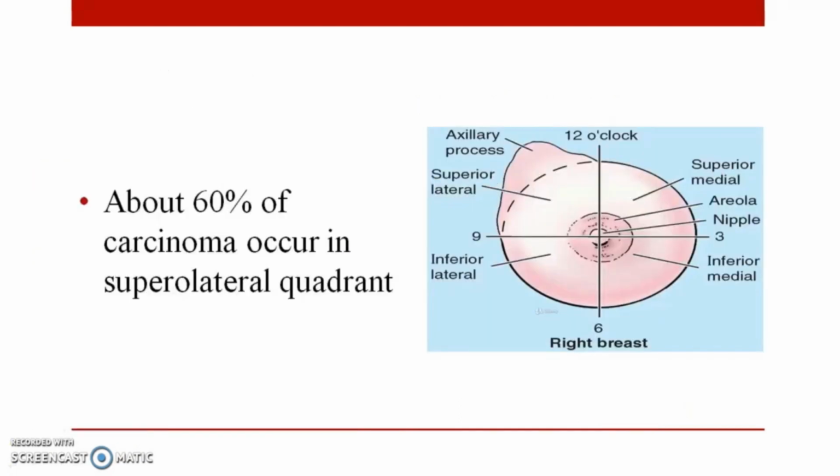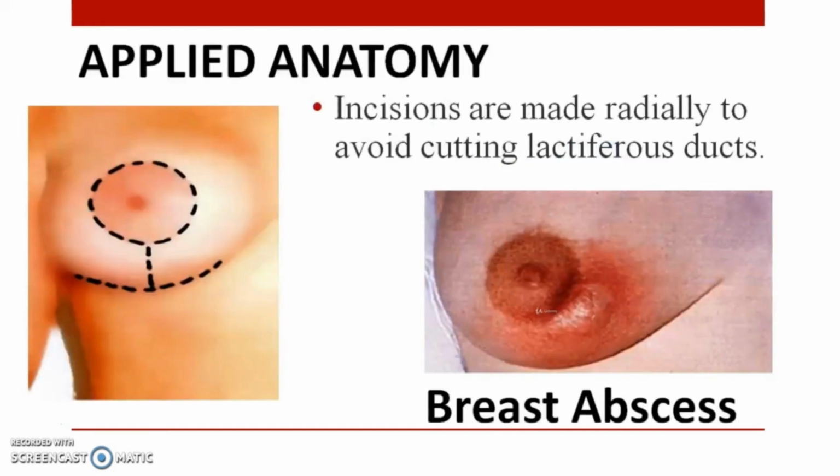And you have to remember there is about 60% of carcinoma occurs in the supralateral quadrant. We have divided the mammary gland according to lymphatics. In the same way, if we are dividing into 4 quadrants, the supralateral quadrant is more prone to this carcinoma in 60% of cases. And other applied aspects are the incision. If it is made in the mammary gland, it should be made radially to avoid cutting the lactiferous duct. The incision which we gave in the first picture is the right one to make.